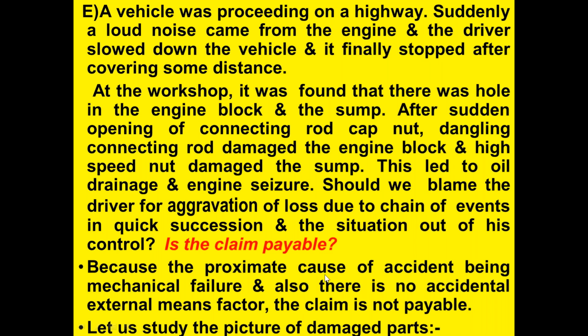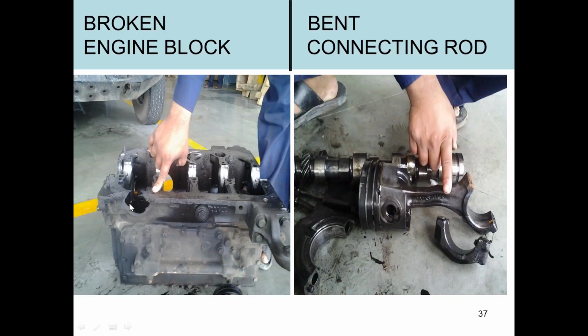Because the proximate cause of the accident is mechanical failure, and there is also no accidental external means factor, the claim is not payable. Let us study the picture of the damaged parts below. You see the engine block is broken, and the connecting rod is bent. This big end cap is open.